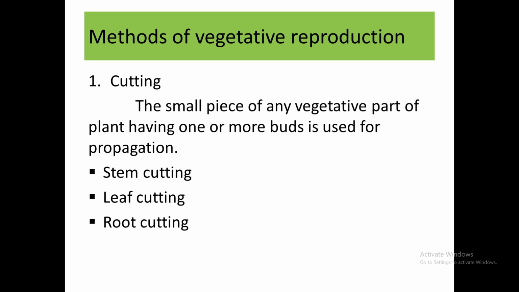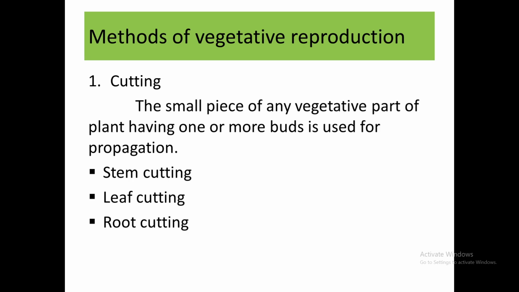Vegetative reproduction happens naturally and also artificially, but today in this video we are going to see the artificial methods of vegetative reproduction. In that, first is cutting. A small piece of any vegetative part of a plant having one or more buds is used for propagation.